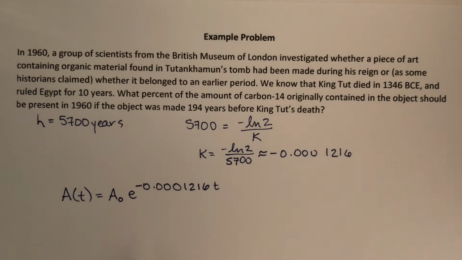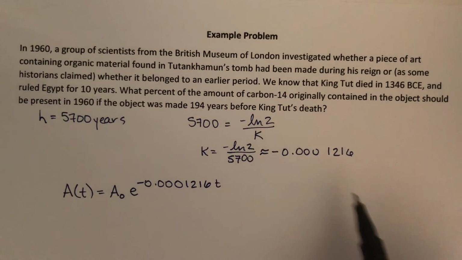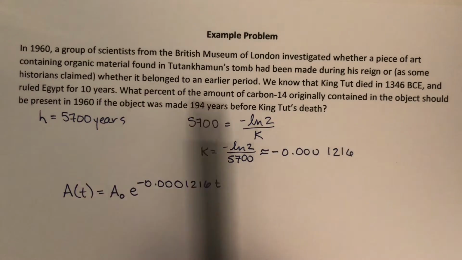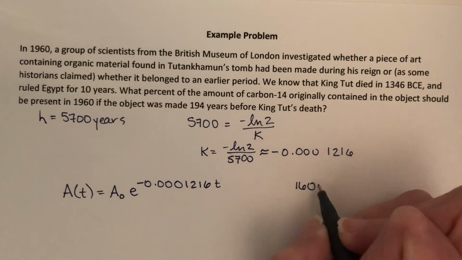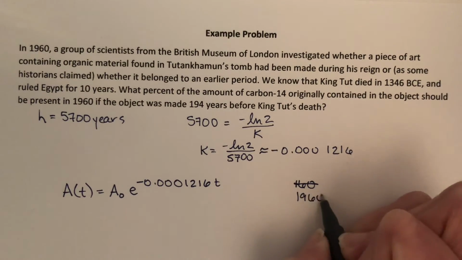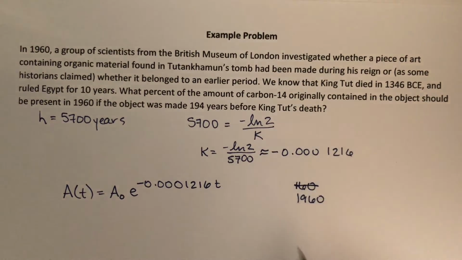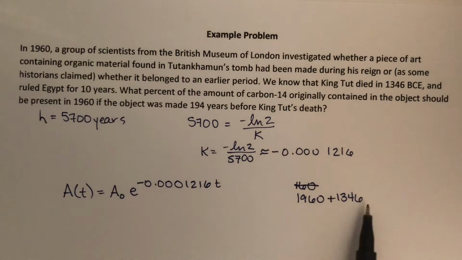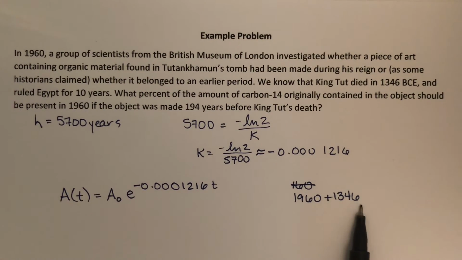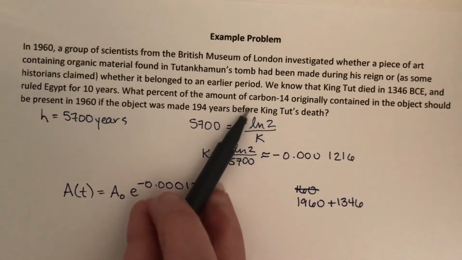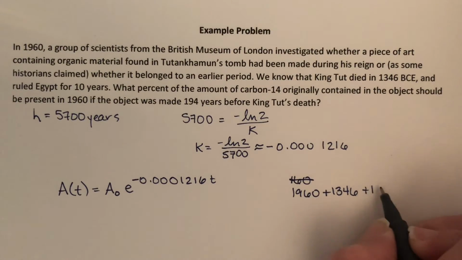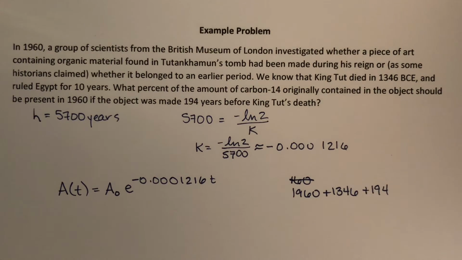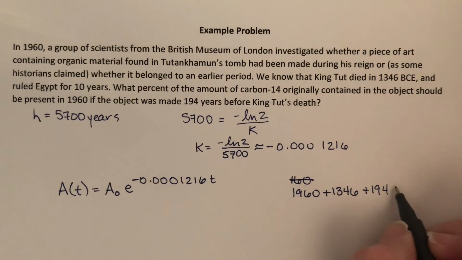So we need to figure out what t should be, how long ago we're looking for. In 1960, and this is BCE, so I need to add 1346. That would give me how many years ago he died, but we also want it to be 194 years before that, so I add another 194. So I'm wanting this thing to be 3,500 years old.